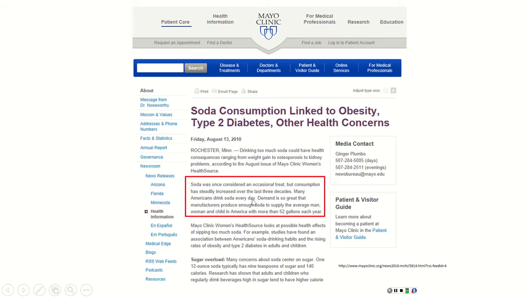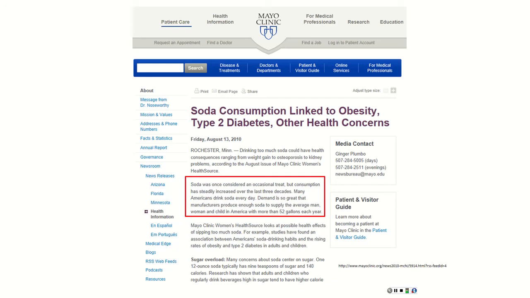Many Americans drink soda every day. Demand is so great that manufacturers produce enough soda to supply the average man, woman, and child in America with more than 52 gallons each year. That's profound. That's something very serious. Again, soda should be something that maybe is consumed once a month. Really, those are the numbers on that.